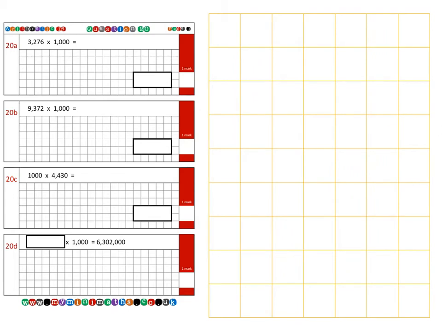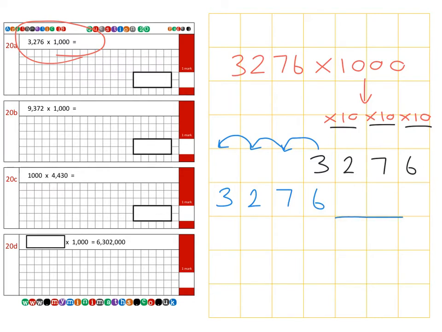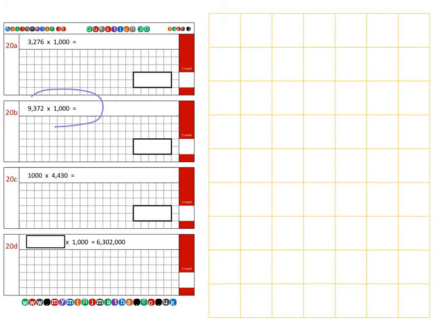So on to today's first question, which is question 20a. 3,276 times 1,000. Now, if we take the 1,000, we know that's the same as saying times 10 times 10 times 10. So, if we take the original number, 3,276, and because we're timesing by 10, 10 and 10, that's 3 spaces we're moving it. So the 3 will go times 10, times 100, times 1,000, and then everything else follows. If we have any spaces, then they are filled with zeros. So a final answer of 3,276,000.